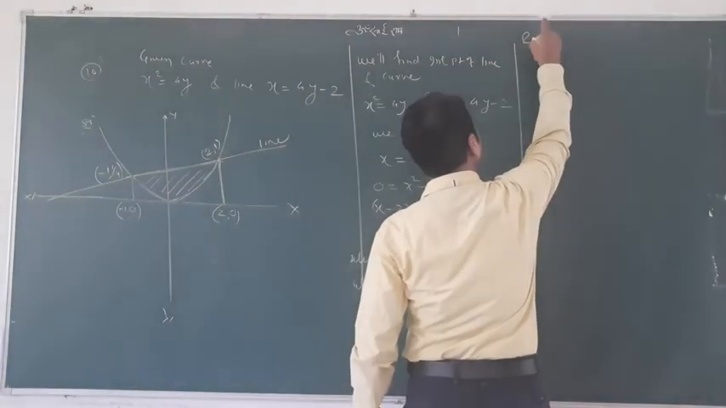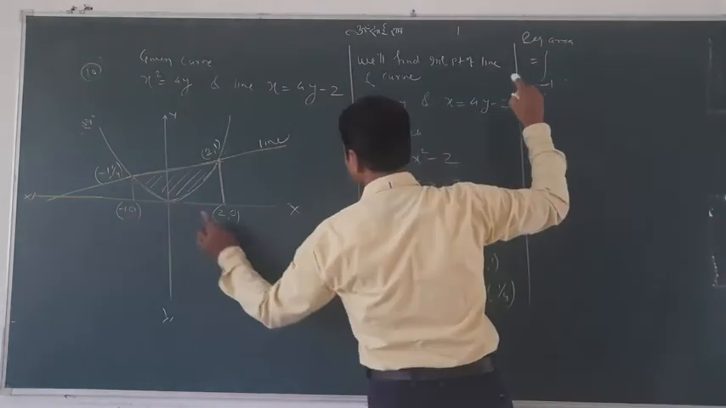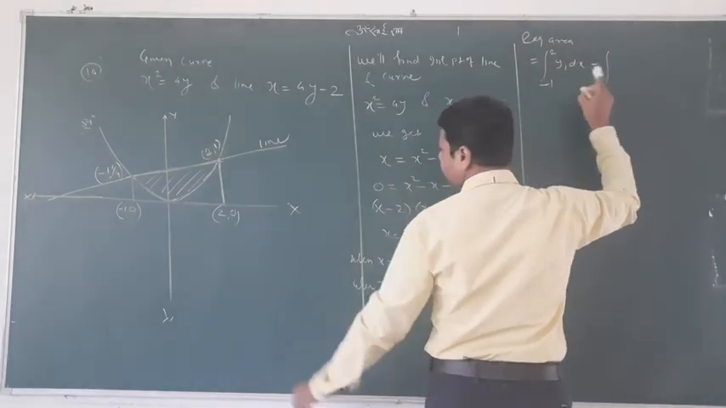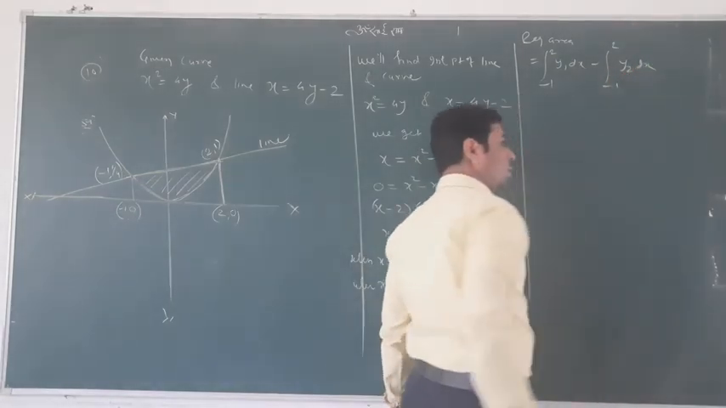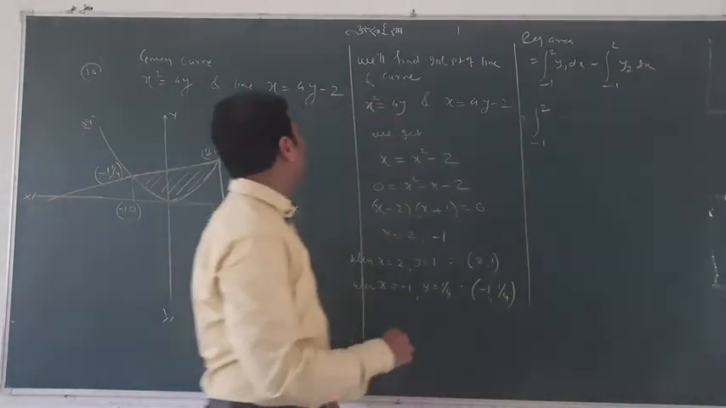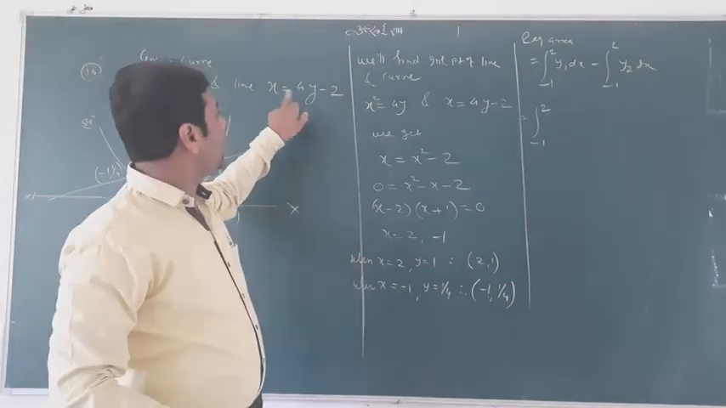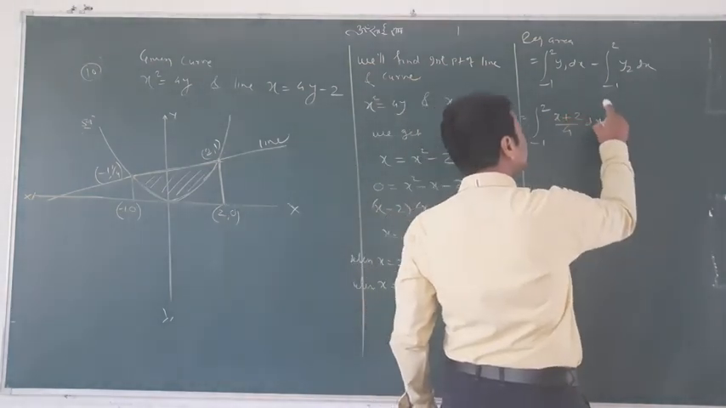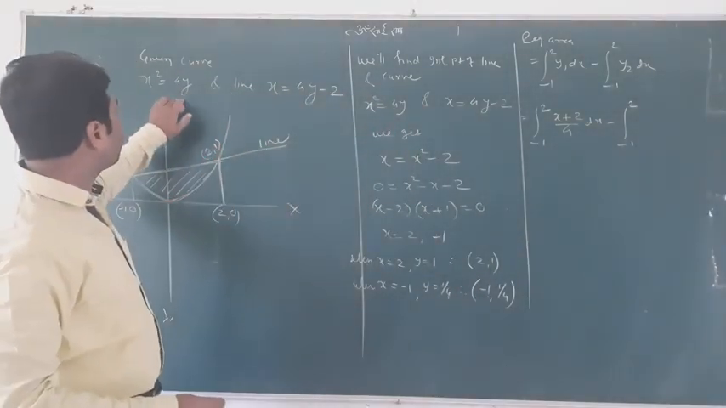So the required area equals the integral from -1 to 2 of the upper graph, called y1 suppose, minus the integral from -1 to 2 of the lower graph, called y2. Just putting the names y1, y2, no matter at all. Now y1 is the upper graph, meaning the line, so from the line you can find the value of y, which is (x+2)/4. And y2 is the lower graph, meaning this one, which is y = x²/4.